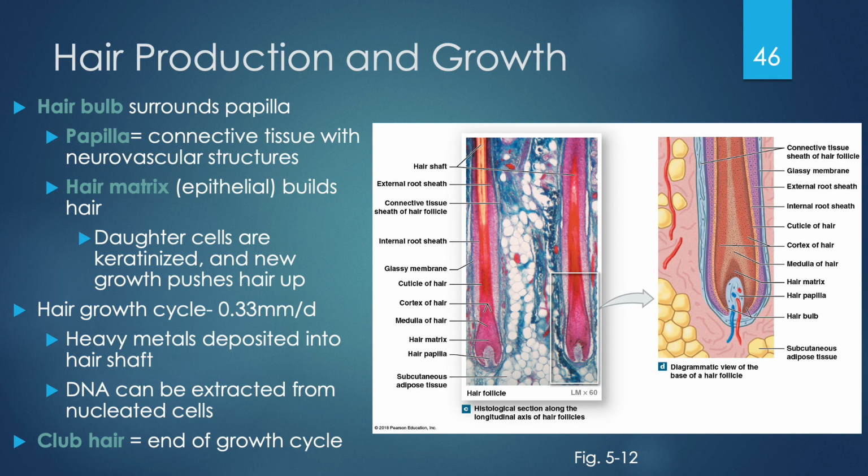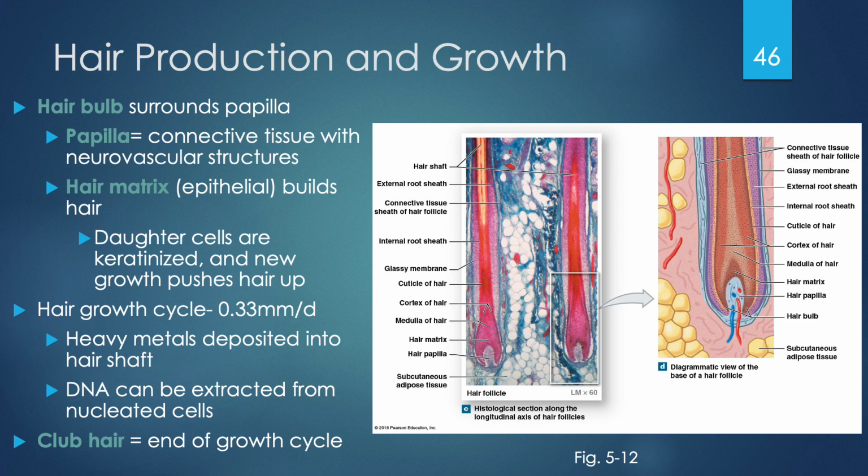So daughter cells are going to grow, and as they grow, they become keratinized. And as they become keratinized, they're going to rise to the top, and then the new growth is going to come along behind them and keep pushing the hair up. So in the same way that skin basically grows from the deepest aspect up to the most superficial, it's the same thing with our hair. So our hair is going to grow about 1/3 of a millimeter a day, which is not really a whole lot, but it does add up over time.